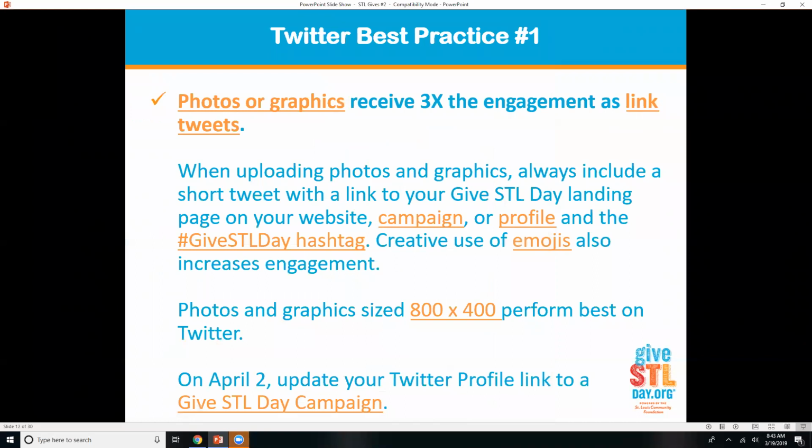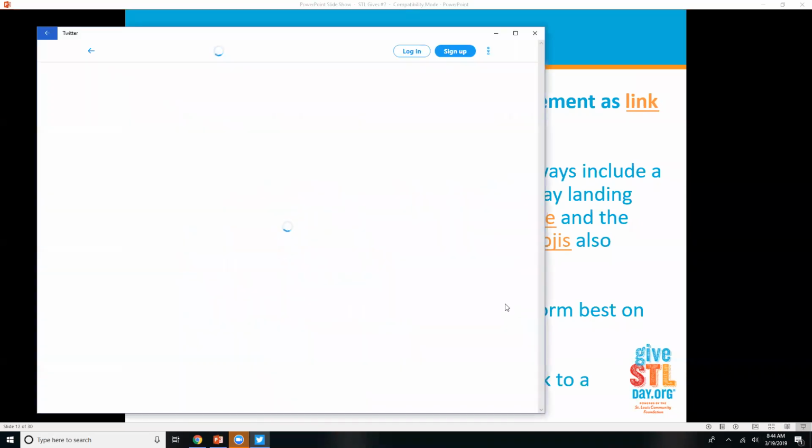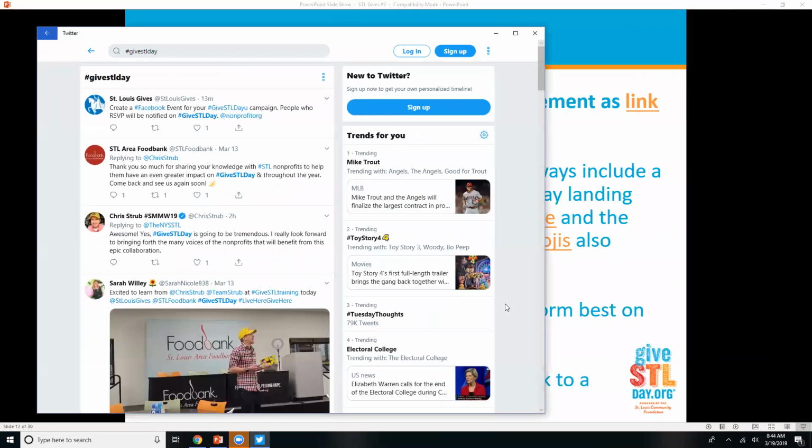When uploading photos, always include a short tweet, a link to your Give STL Day landing page, the campaign page, or your profile. It's your choice. For me, in the weeks leading up to Give STL Day, it would be the landing page. The week before, it would be directly, donate now, schedule your donation, and then always use the Give STL Day hashtag. So you can use hashtags on Facebook as well.